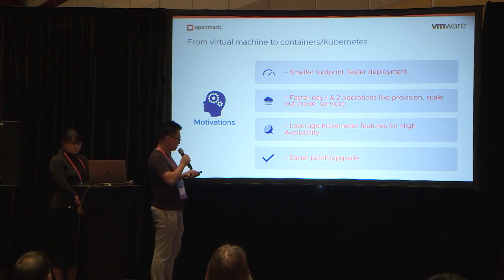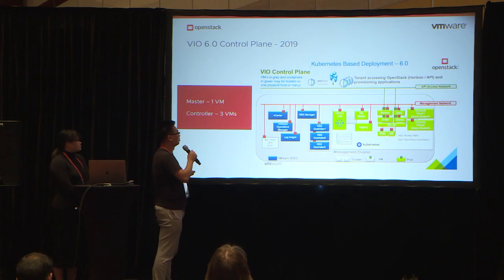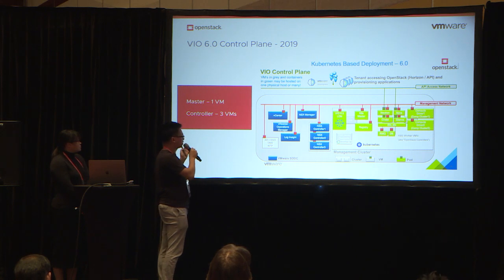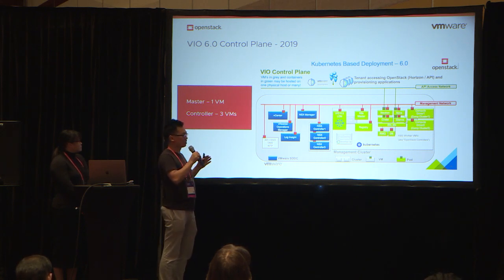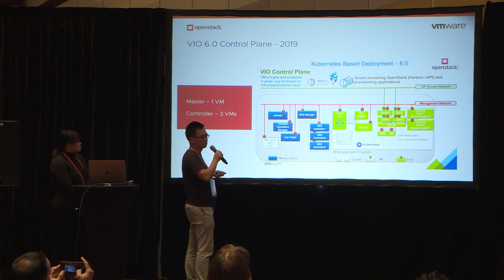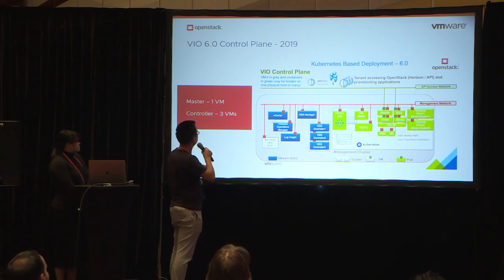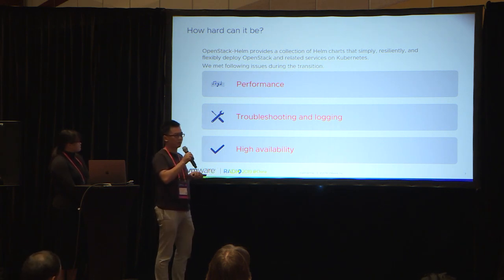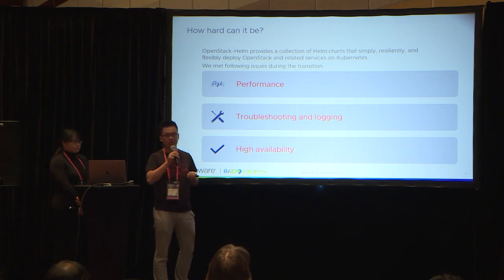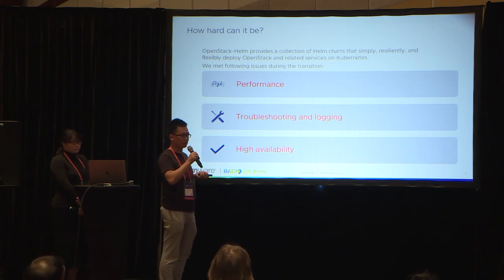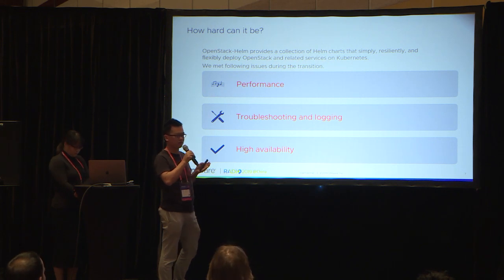From late last year, we have been planning to move the overall control plane from VMs to Kubernetes. By now we only have 4 VMs, one master and 3 controllers. Actually, it's a Kubernetes cluster, and we are running everything as containers managed by Kubernetes. It seems quite easy because there's a community project named OpenStack Helm, which already packages the OpenStack services as Helm charts, and you can easily install it on your Kubernetes environment.